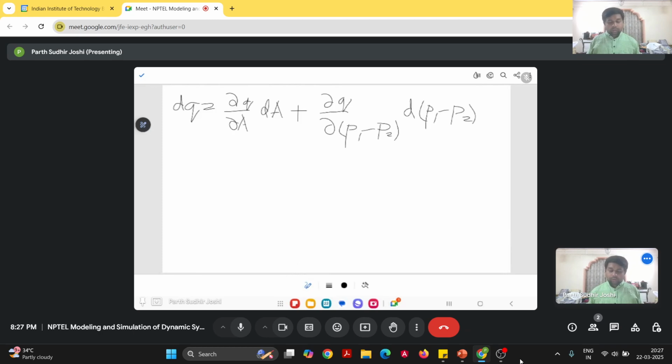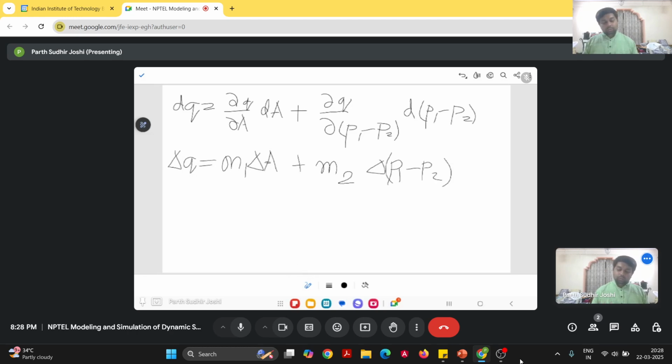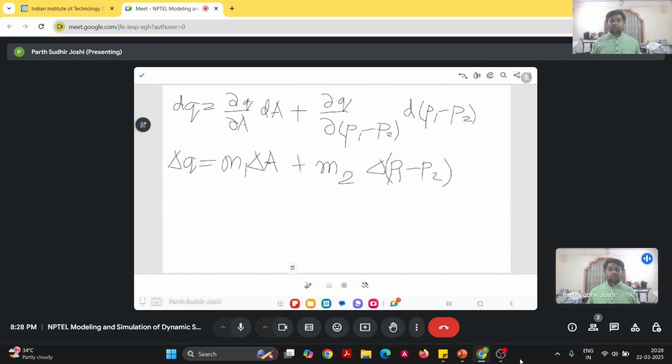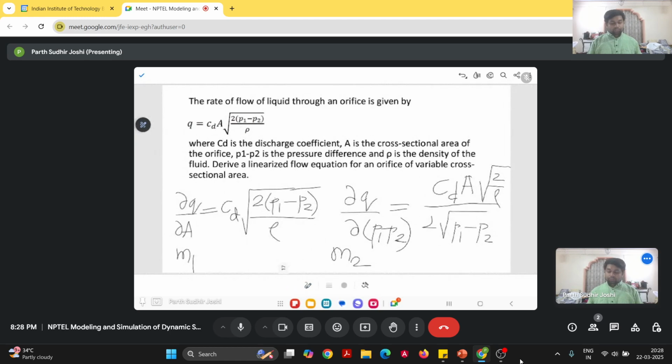So therefore the corresponding change in the flow rate, so let us say delta q, we can write it as m1 into the change of area delta A plus m2 into the change in the pressure difference P1 minus P2. So this is the general expression for the change in flow rate, the flow equation for the orifice of variable cross sectional area and pressure difference. So this accounts for both the change in the area of cross section as well as the change in the pressure difference. So the specific equation for the slopes m1 and m2 will depend on the particular operating point.